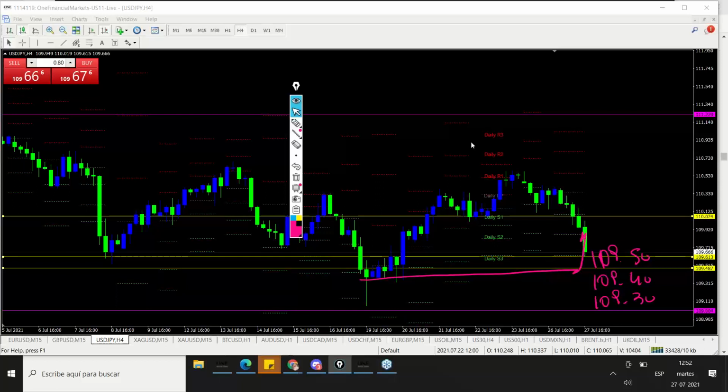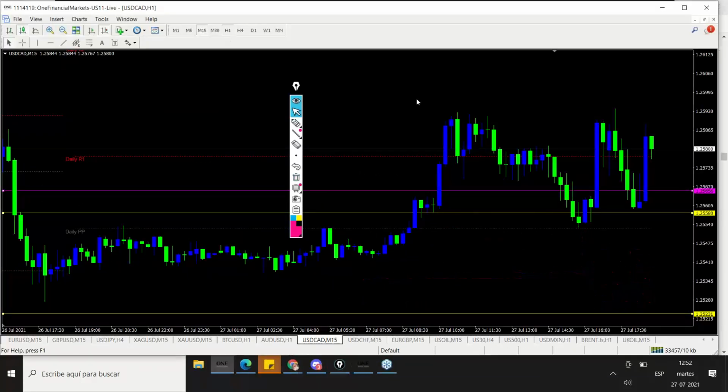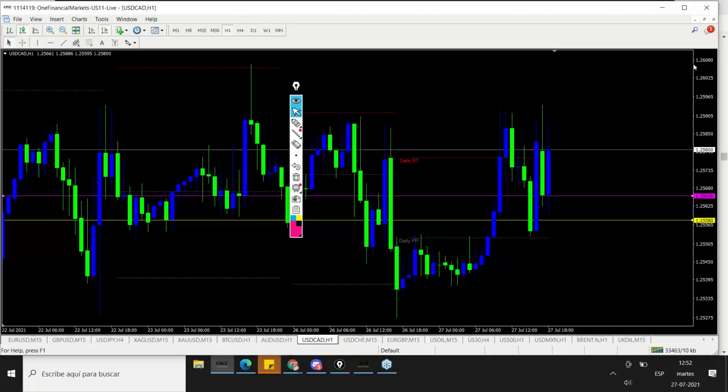And if it goes down to the next low of July or whatever, I'm going to wait for the buyer and I'm going to buy. So this is dollar yen situation right now. Okay, so let me take you here to the dollar Canadian really quick.